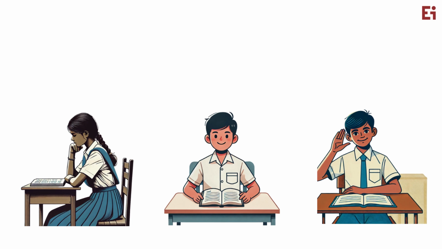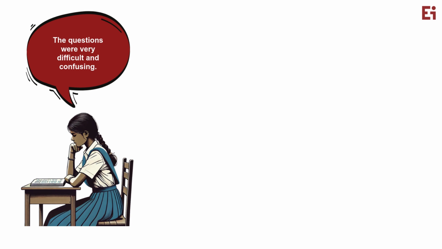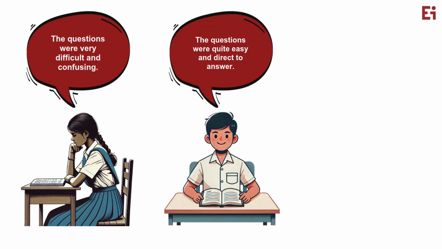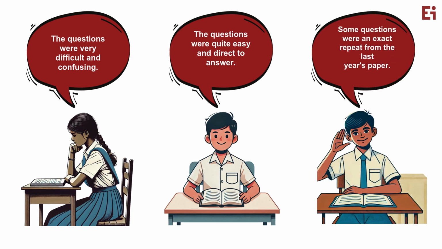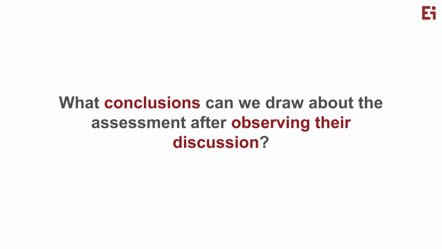Grade 6 students just had their math exams. While some found that questions were difficult and confusing, some found questions to be easy and direct to answer, and others found that questions were exact repeats of the last few years. What conclusions can we draw about the assessment after observing their discussion? Do you think the assessment being discussed by the students was aligned with what they learned in the class?